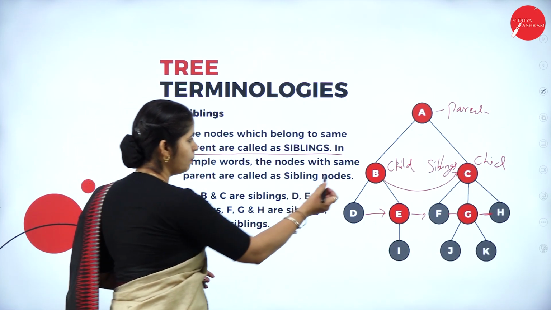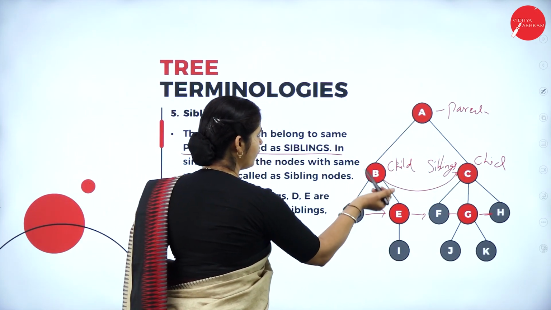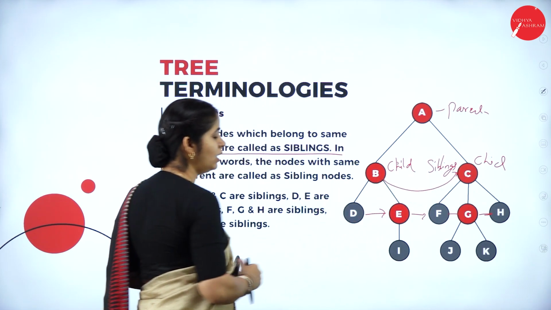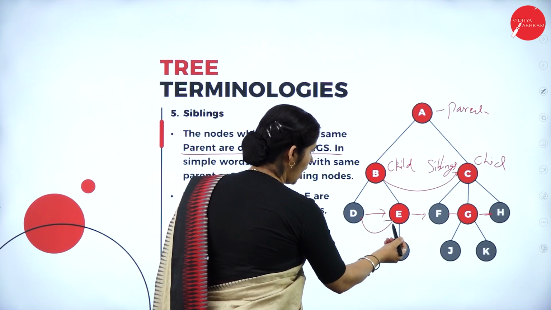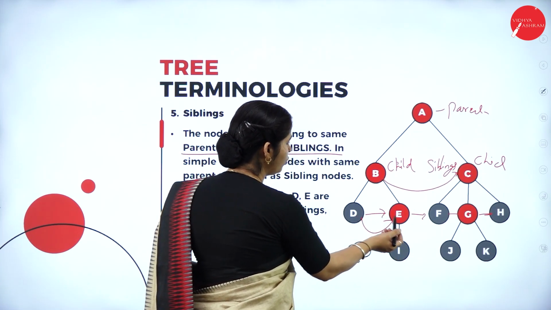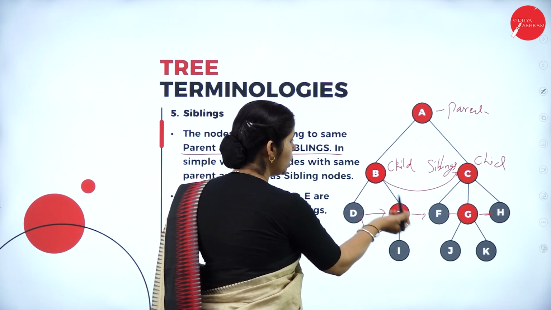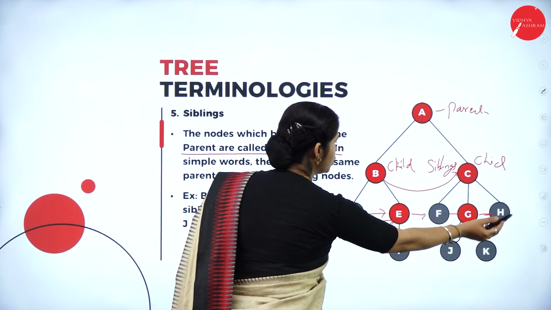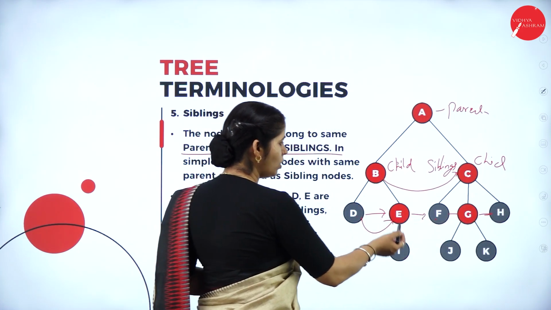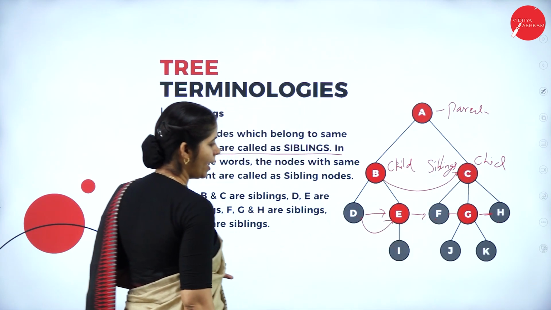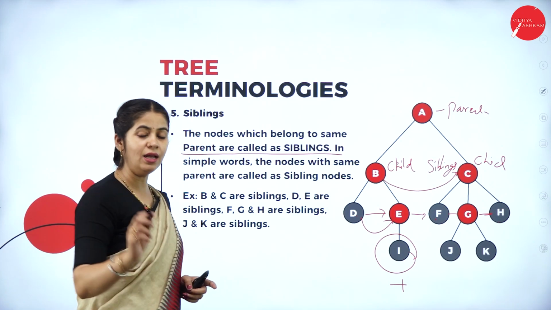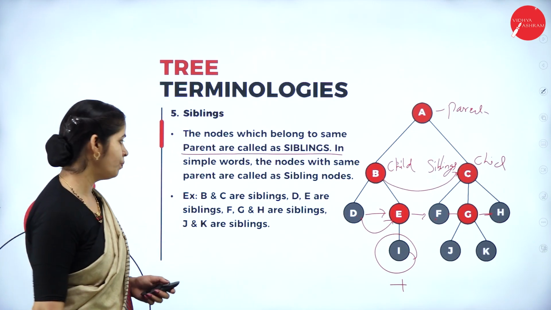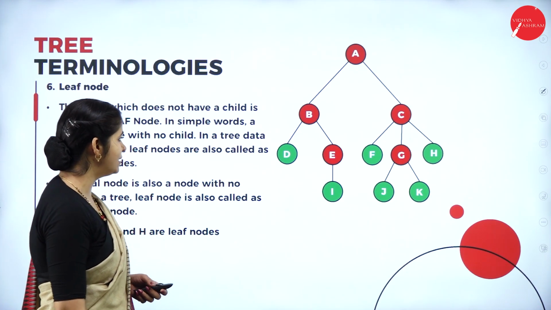Here we can say B and C are the children of A, and B and C are siblings to each other. Here also we can say D and E are siblings to each other because both have the same parent. F, G and H, all three, are also siblings because they have the same parent. But I does not have any sibling. I is a single child node. That is what siblings are.